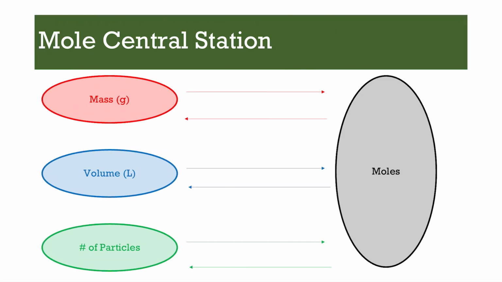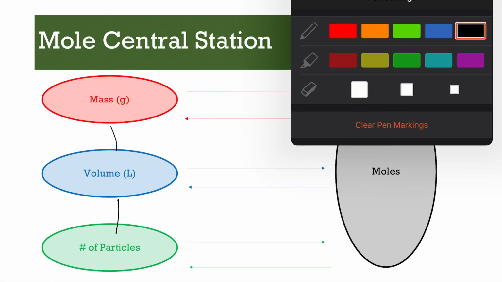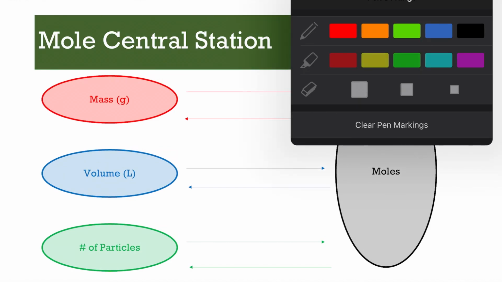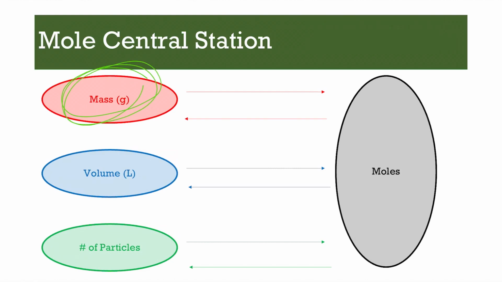So if we're going to convert between mass, grams, volume, and particles, these are not connected to each other. So what we have to do is kind of go to moles and then go to something else. So, for example, if I was given mass and wanted to go to particles, they're not connected to each other.